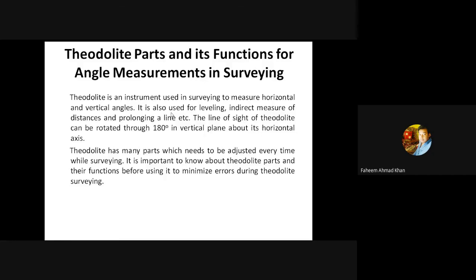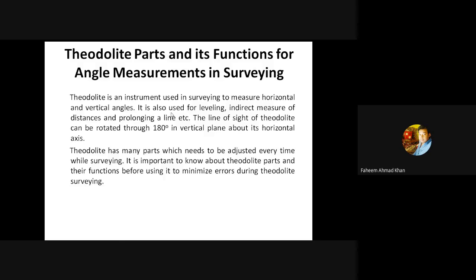the theodolite parts and its function for angle measurements in surveying. With the help of compass, you only measure the bearings, but with the help of theodolite, you measure angles. So it is a very important instrument used in the field of survey. Theodolite is an instrument used in surveying to measure horizontal and vertical angles. It is also used for leveling, indirect measure of distances, and prolonging a line, etc.